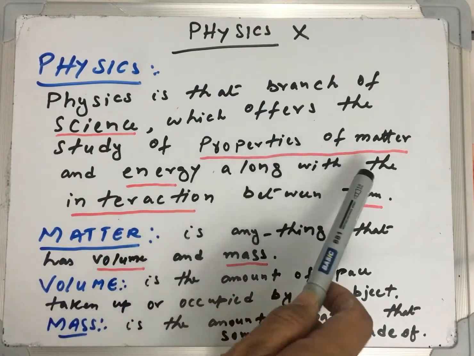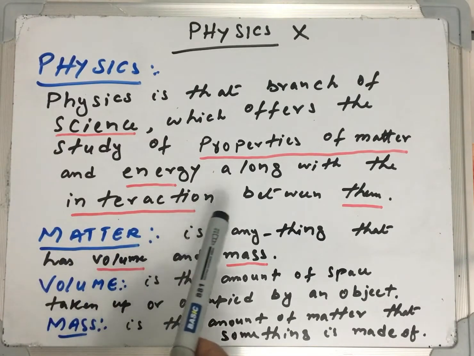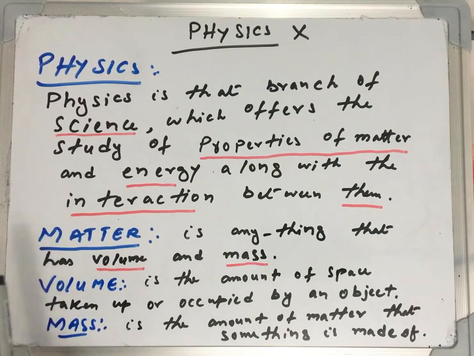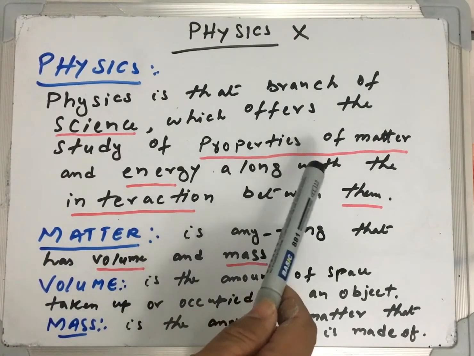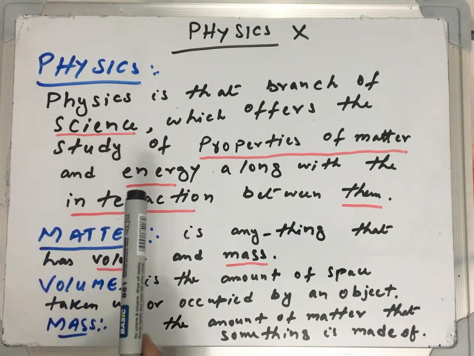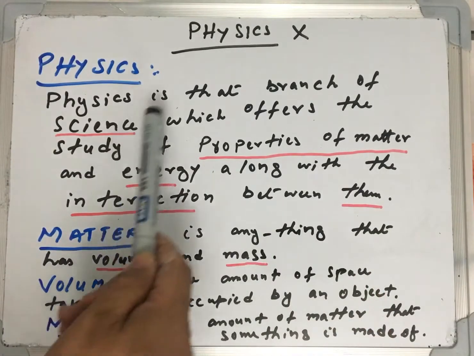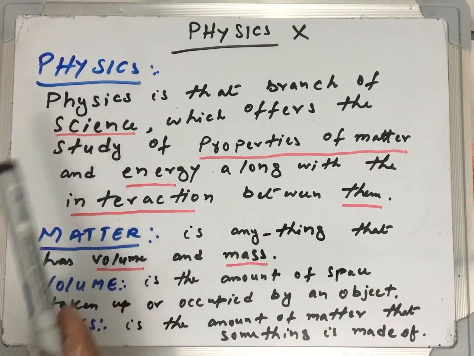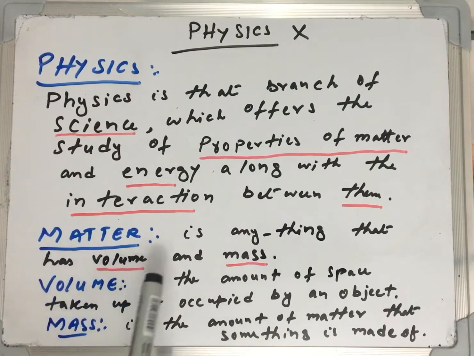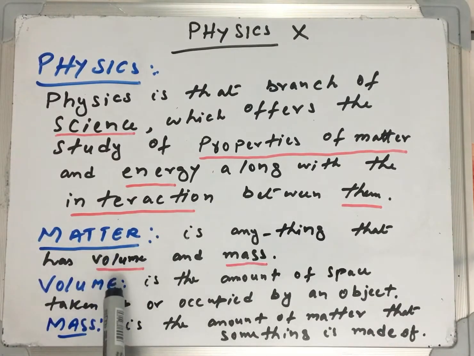So, property of matter and energy, interaction between them. First we should know what matter is. If you cannot understand matter, then you cannot understand the definition of physics. So matter is anything that has volume and mass.